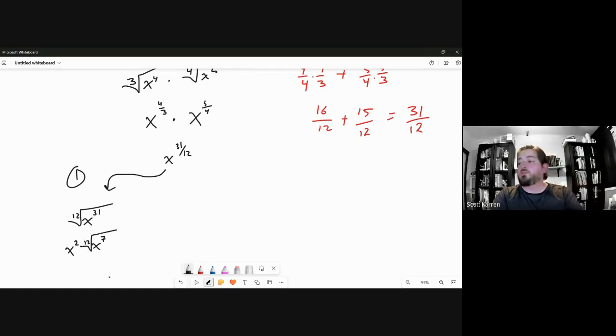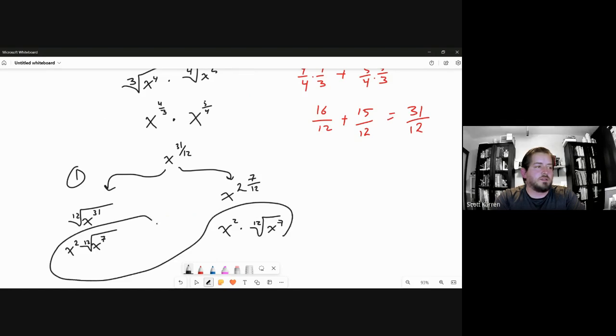So that's one option. The other option is to rewrite this as x to the 31 over 12 is 2 and 7/12. So this is like x squared times the 12th root of x to the 7. And again, these are both the same.